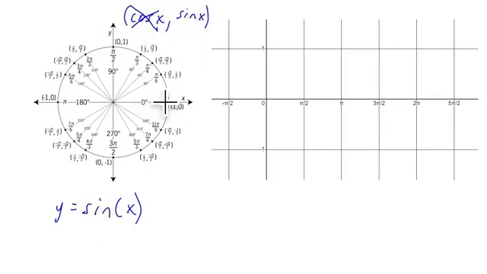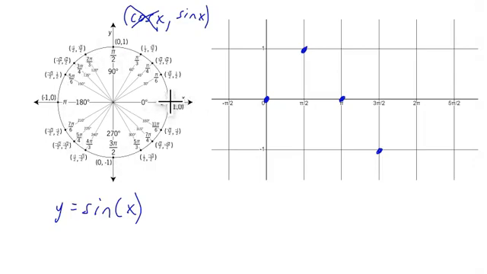So for instance, at 0 radians, the y-coordinate is 0. So we have the point (0, 0) on our graph. That means when we have 0 radians, the sine of x is 0. Now let's go to pi over 2 radians. At pi over 2 radians, the sine of x is 1. At pi radians, the sine of x is 0 again. At 3 pi over 2 radians, the sine of x is -1.